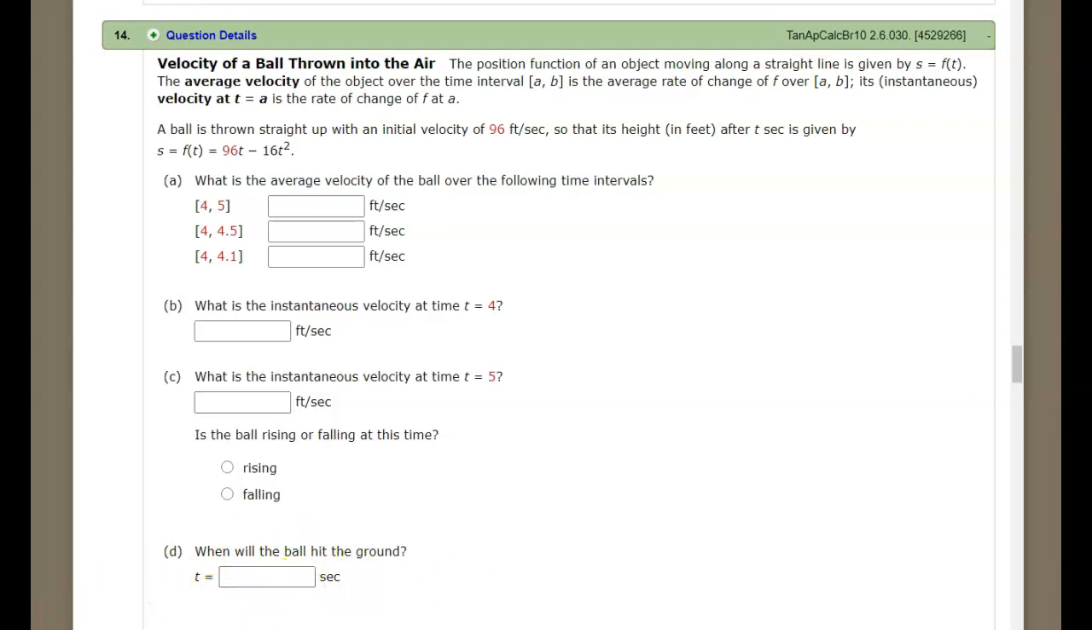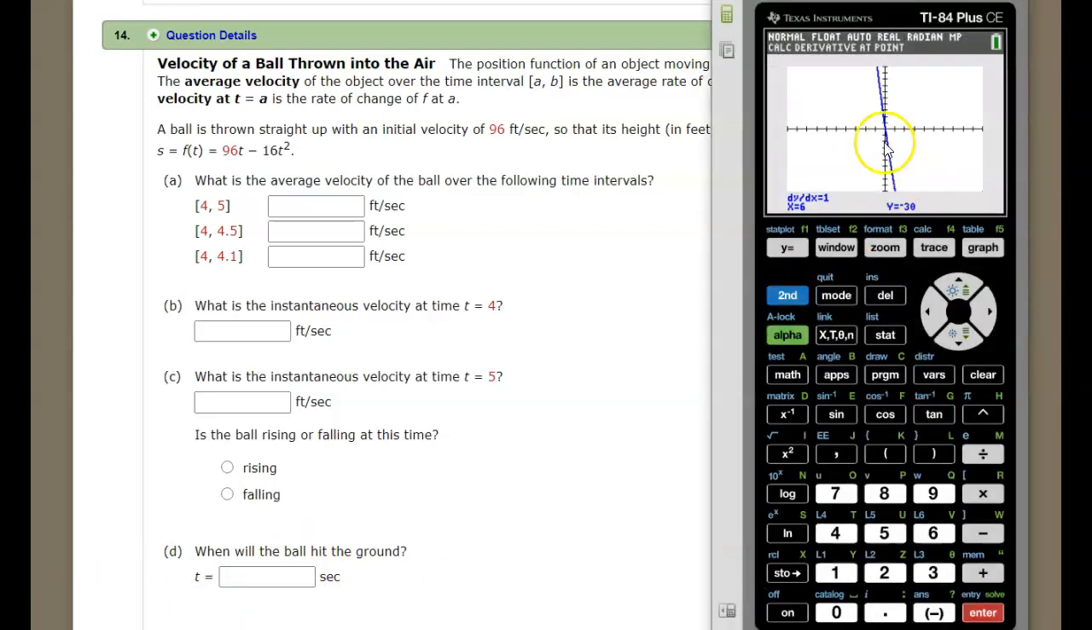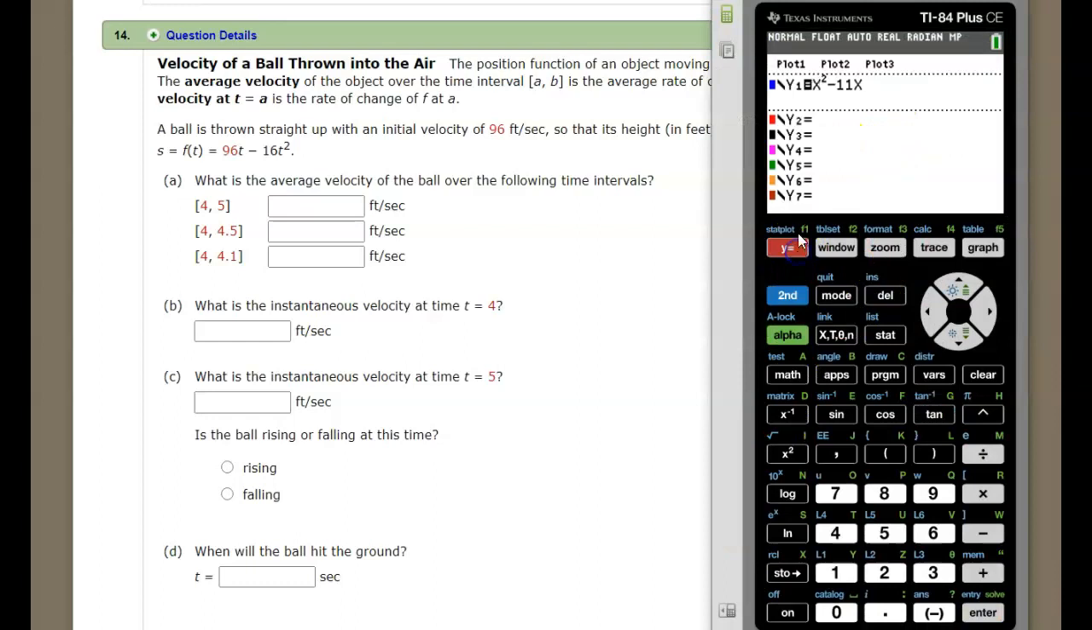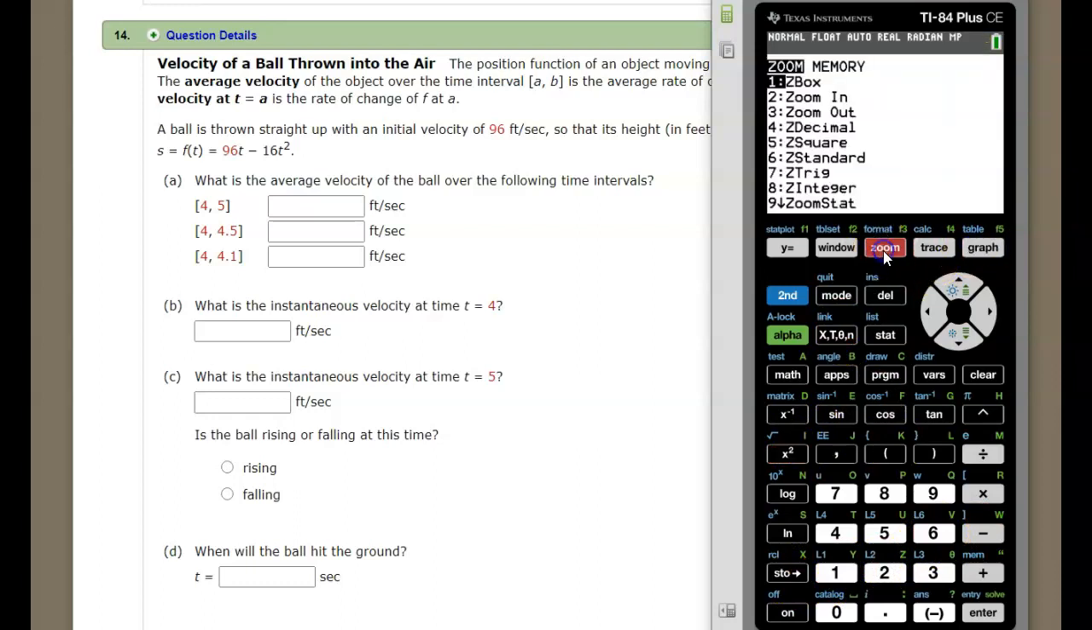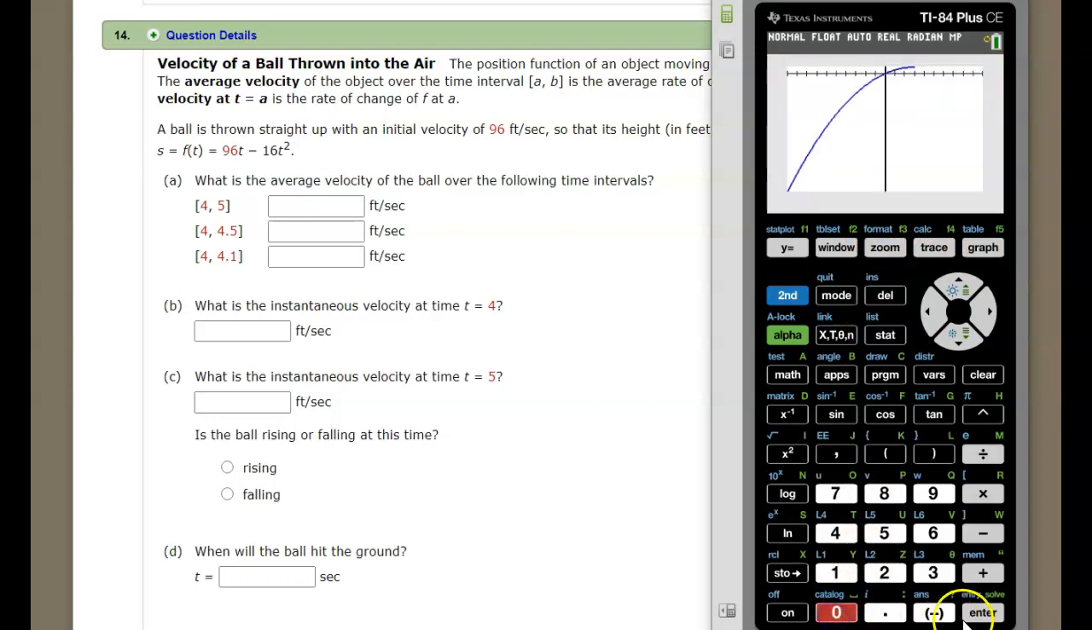So that's the 0. So hit the ground. We'll just graph this real quickly. We have 96x minus 16x squared. And we'll graph it. We get a parabola that looks like that. If I do a zoom 0, I can see a little better that it's going to go up and then it's going to come down. And I'm interested in the 0 right here.